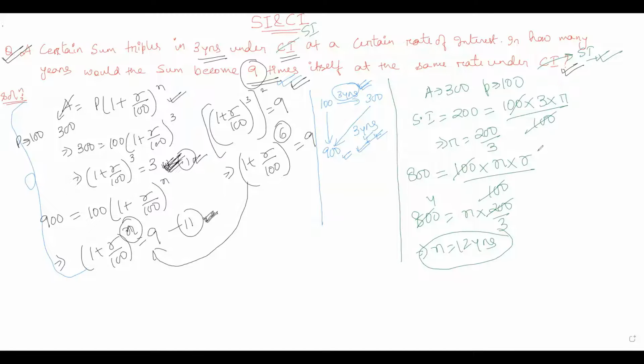Now let us see how we can solve this question without using the formula and by going with the logic. I know that 100 rupees is becoming 300 rupees in 3 years under SI. So every 3 years, I am getting an interest of rupees 200. This 100 rupees has to become 900, so I need to gain an interest of 800 rupees. I know that 200 rupees is gained in 3 years. So 800 rupees would be gained in 3 into 800 by 200, that is 3 into 4 years, which is 12 years.